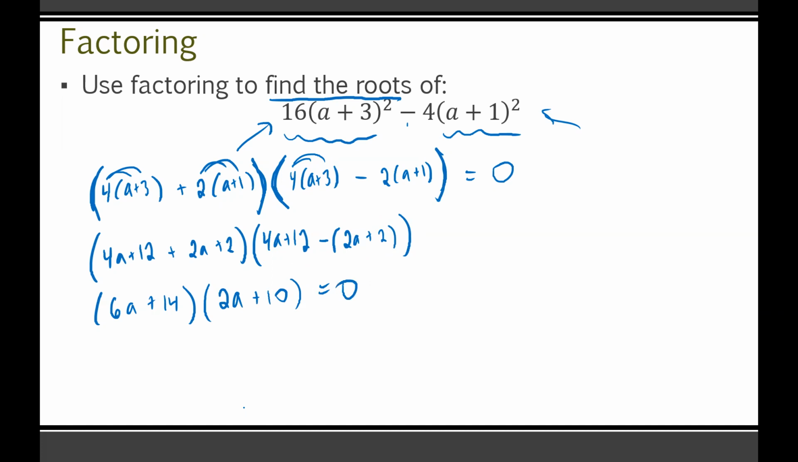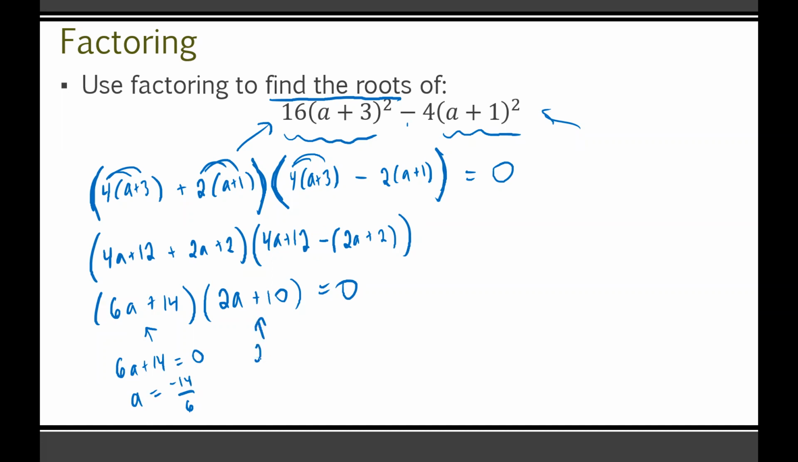Set this equal to 0 and ask yourself, when is each of these chunks equal to 0? We'll start with this one here. 6a plus 14, when is that equal to 0? Well, it's minus 14 and divide by 6. That's going to be a equals negative 14 over 6. And I'll tell you the honest truth, I don't really want to write that as a decimal, so I'm just going to leave it right there.